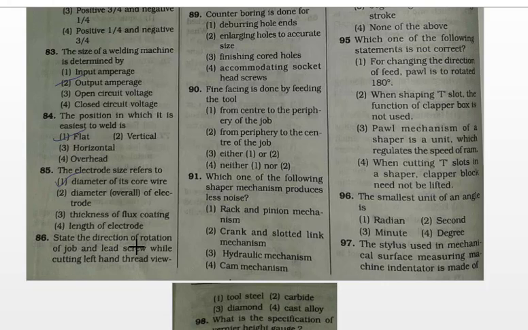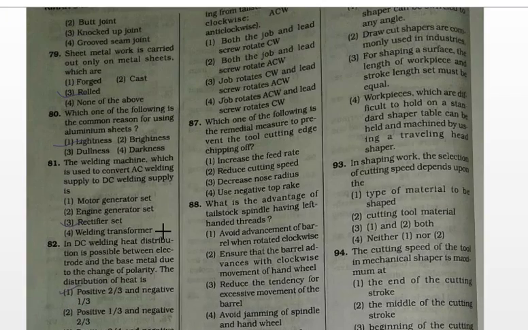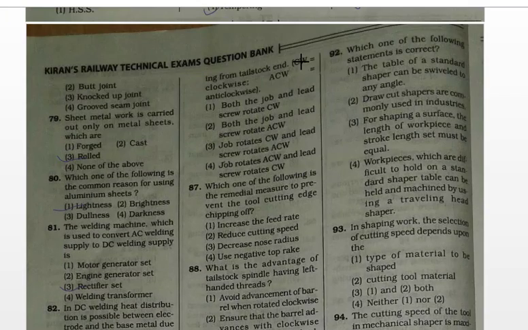State the different direction of rotation of job and lead screw while cutting left hand thread viewing from tailstock end. CW equals clockwise, ACW equals anti-clockwise. Job rotates ACW and lead screw rotates CW. Which one of the following is the remedial measure to prevent the tool cutting edge chipping off? Use negative top rake.